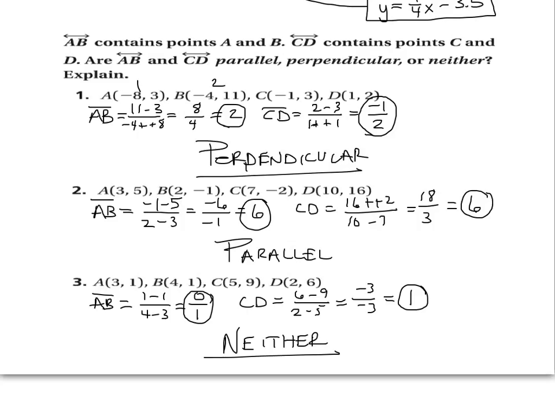Okay, so this concludes Section 3.8, Part 2, talking about perpendicular lines and slopes. Don't forget to complete your WSQ.